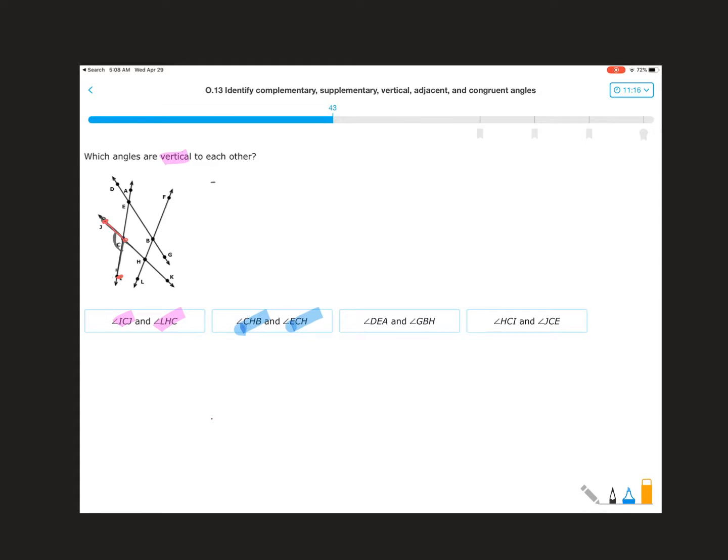ICJ, so there's your angle. And then here's LHC. Those guys are not vertical, right? They look like they're congruent, but they are not vertical. This is really cool that I can write over my video. Okay, CHB. So we're looking for that opposite. ECH. Those are not opposite of each other, right? It's got to be an X, and they're opposite. Okay. All right. Did I cross this off already? Come on, let's move on. Oh, I'm still doing it. ECH.